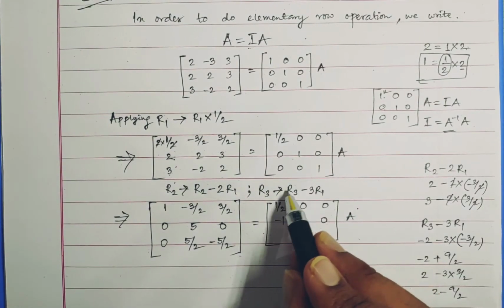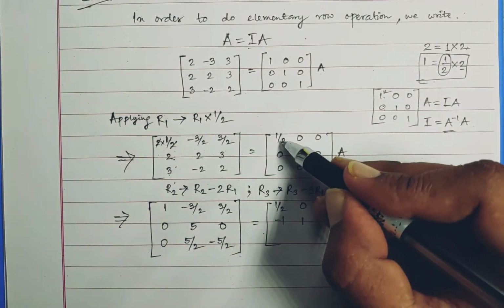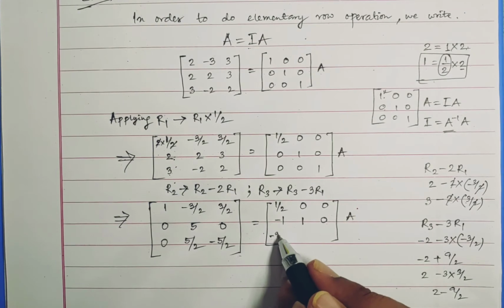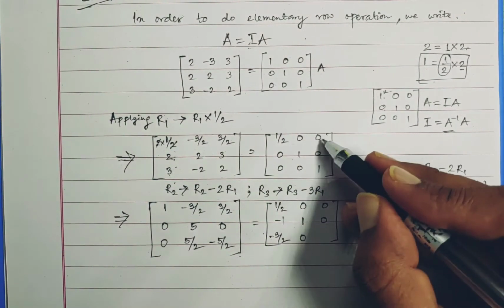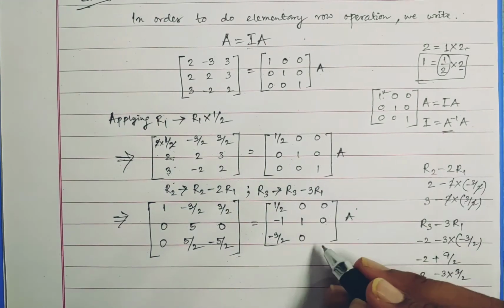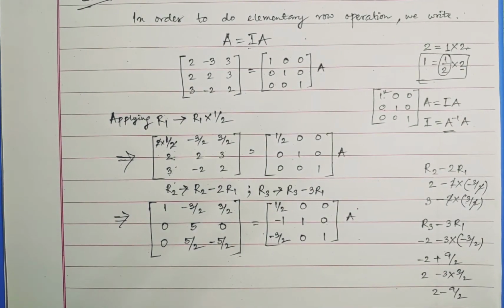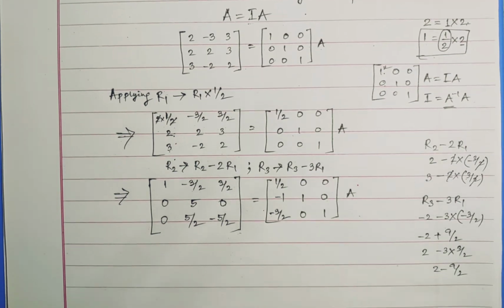Now look at here. R3 minus 3 into R1. 0 minus 3 into half. Minus 3 by 2. 0 minus 0. Forget about it. 1 minus 3 into 0. So it is 1. Clear? So this is what I get. Now we move on to our next step.